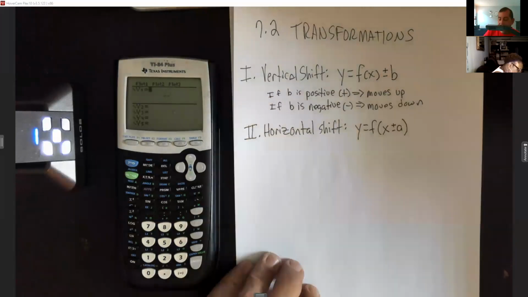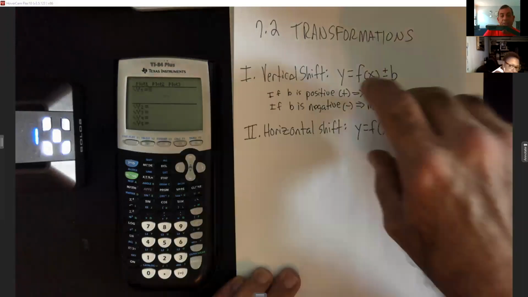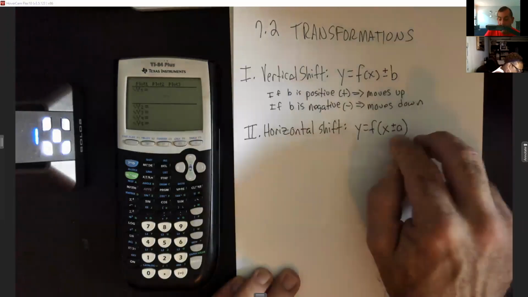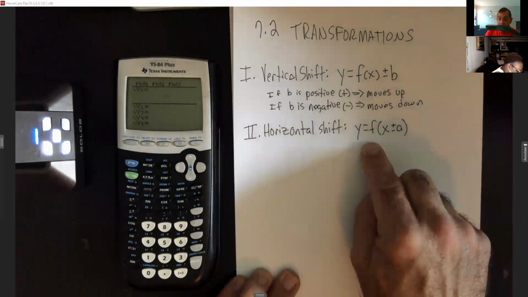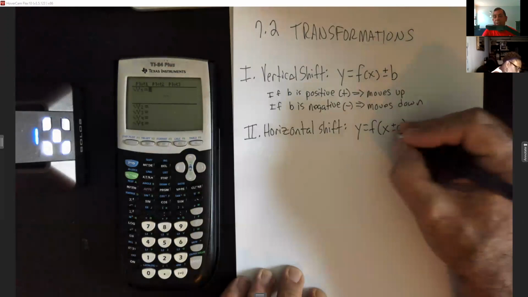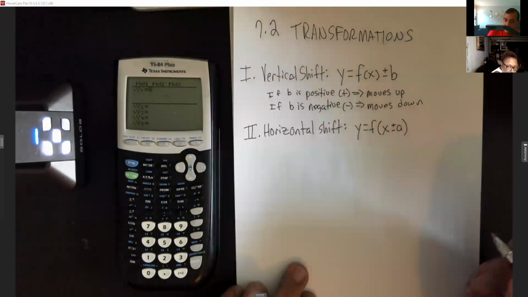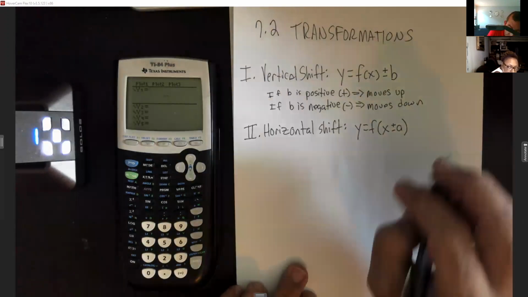Notice, I didn't add a number to the end of my function. I'm changing the x values that are being evaluated by that function. So we're changing the x's here. Up here, we're just changing the value of the y's, okay? So, left or right on these.